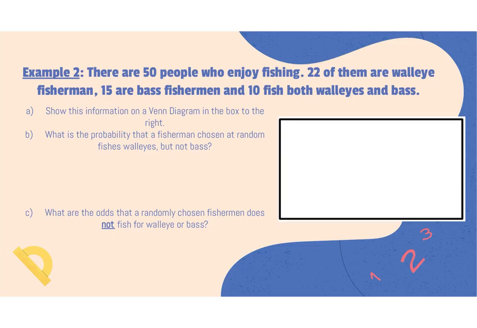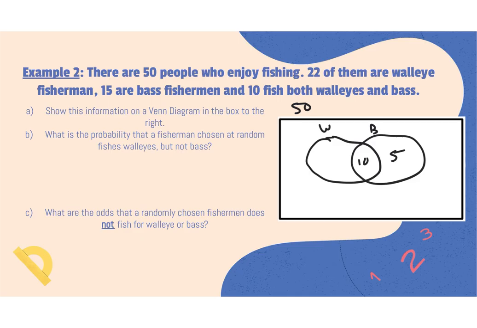If 50 people enjoy fishing, 22 of them like walleye, 15 like bass, and 10 like both, the sum total of this has got to be 50. If this is walleye, this is bass, and the overlap is both, then 10 people like both. That leaves 5 people that only like bass, and 12 people that only like walleye. That only adds up to 22 and 5, which is 27. There are 50 people total, so 23 don't like either one.